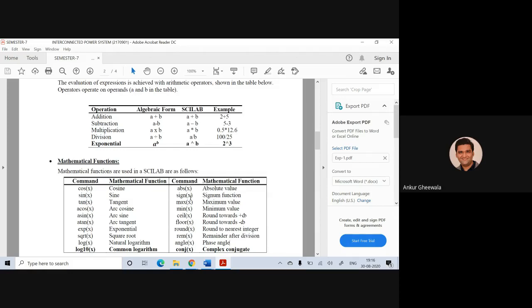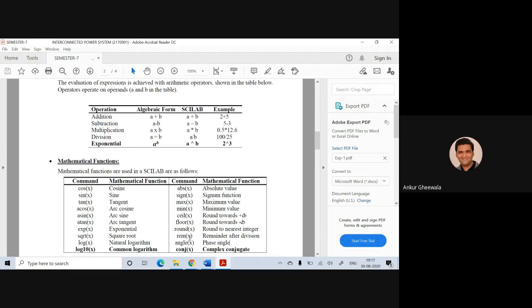We can also find out the signum function, maximum value, minimum value, ceiling value, and floor value. Then round value. Round means, suppose you are given 3.57, its approximate rounded value is 4, or in other words 3.57 you can also convert up to 1 decimal, so it can be 3.6. Remainder means whenever 4 is divided by 3, whatever the remainder in the division, that is considered the remainder. So 4 divided by 3, the remainder will be 1.